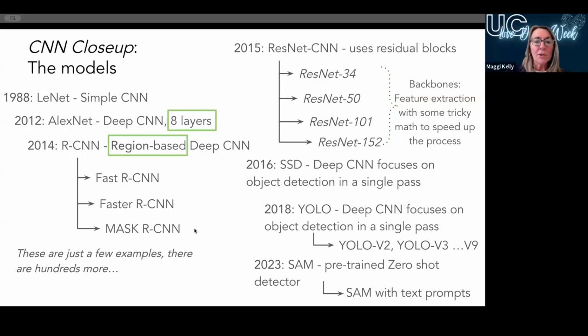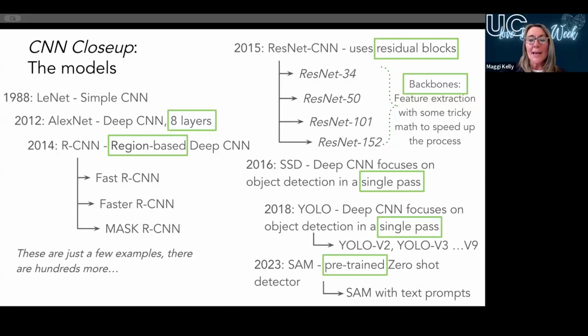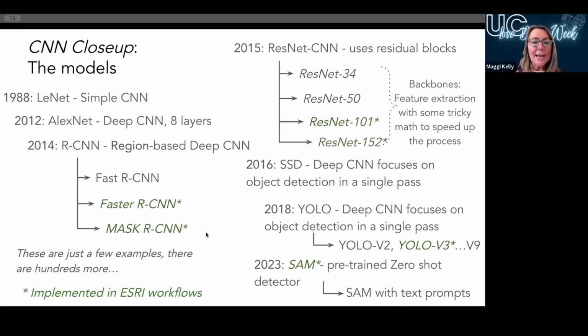And so if we just go through some of these: in 2012, we had the first deep one, then we got regions, then residual blocks, then backbones, then single passes, and now we've got this pre-trained SAM. So this is just evolving really quickly. I just wanted to give you a sense of how deep this is. Oh yeah, and then the next year, SAM came out with text prompts, which still to this day blows my mind. You don't even have to, you just put in, what am I looking for? Tree. So cool.